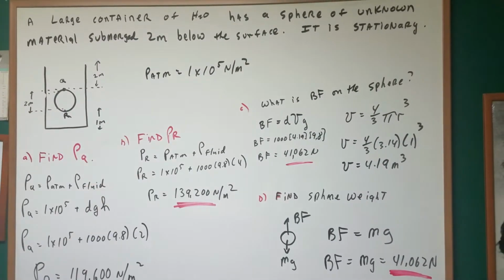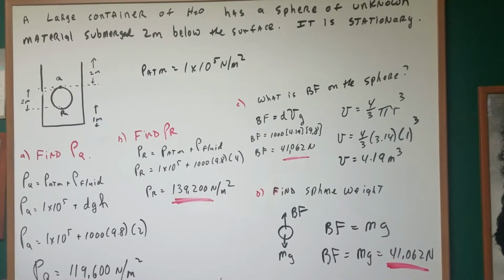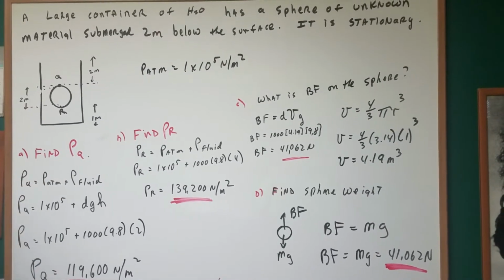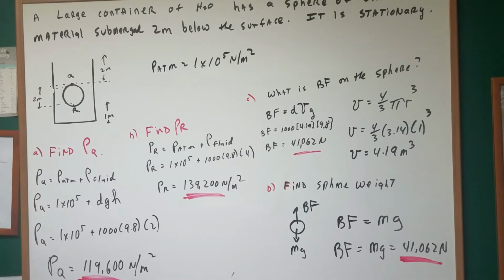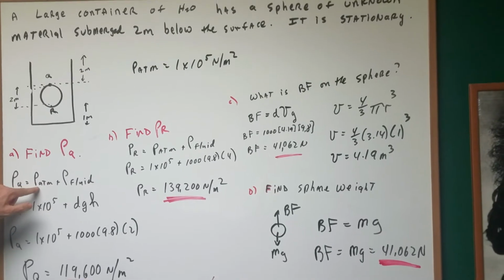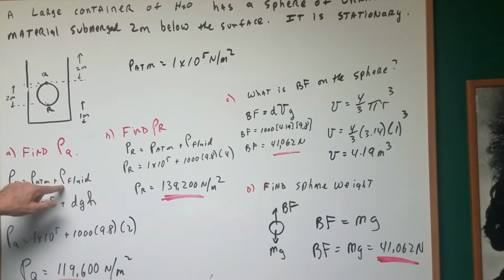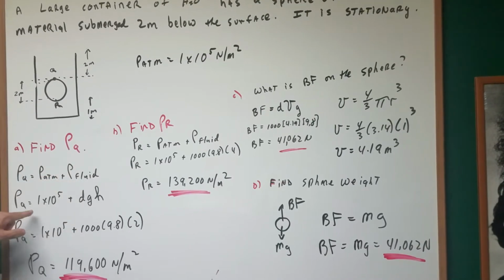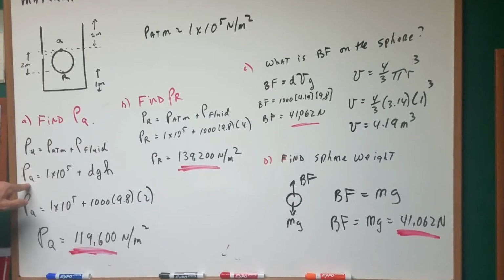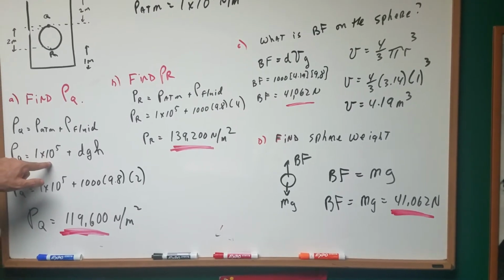The pressure of the atmosphere is 10 to the 5th newtons per meter squared, and that's given. Okay, let's do it. Let's find the pressure at Q. The pressure at Q is going to be equal to the pressure due to the atmosphere plus the pressure due to the fluid, since it's submerged. Well, let's go in. Pressure at Q is 10 to the 5th. That's the pressure of the atmosphere.